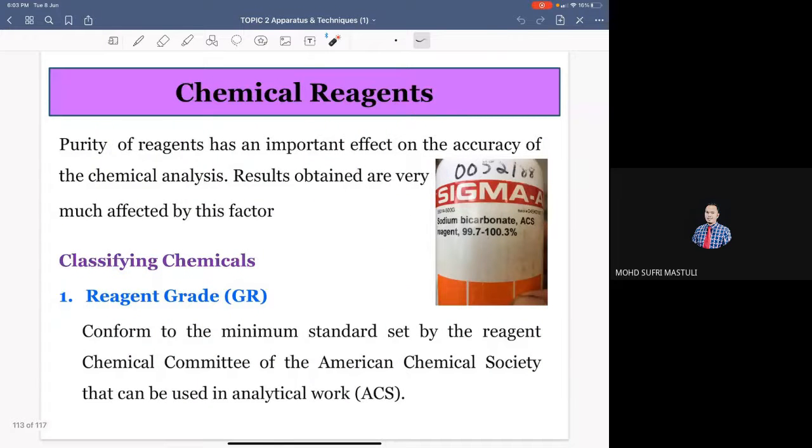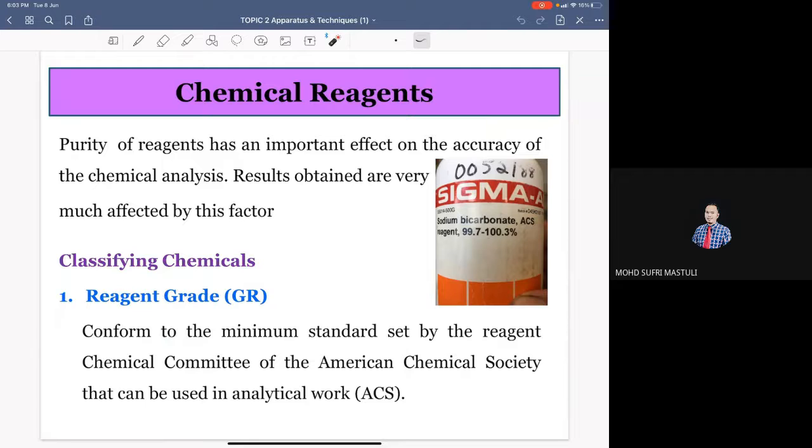This is the last subtopic for topic 2, which is chemical reagents. Purity of reagent has an important effect on the accuracy of chemical analysis. Results obtained are very much affected by this factor. For example, this is the purity of this sodium bicarbonate, 99.7 up to 100% purity.